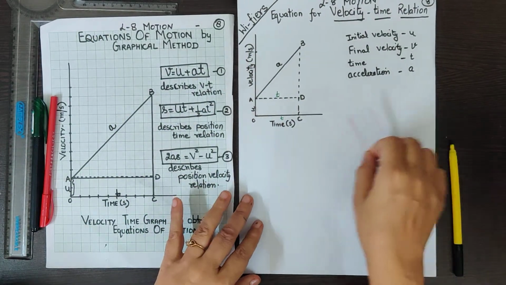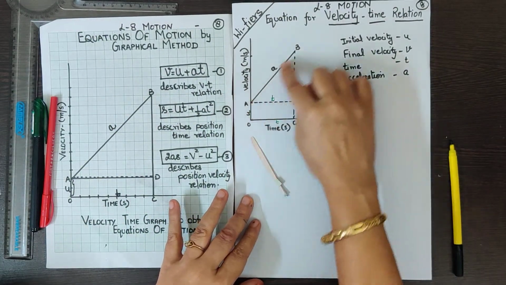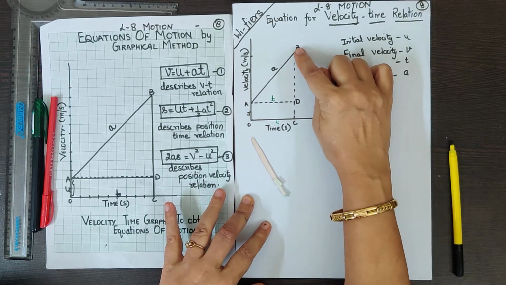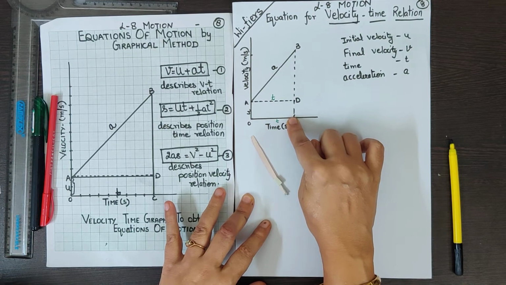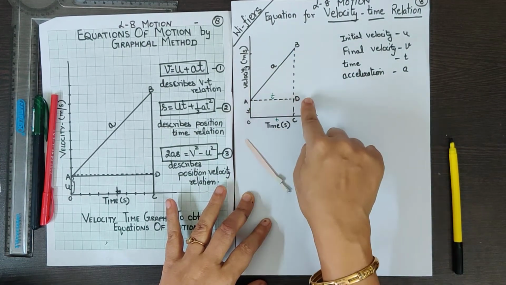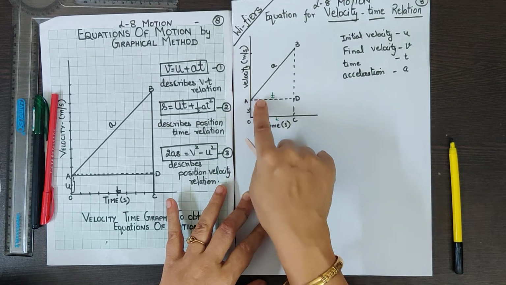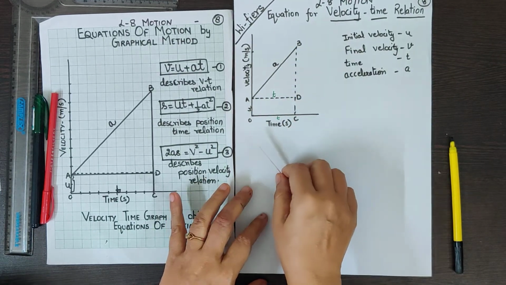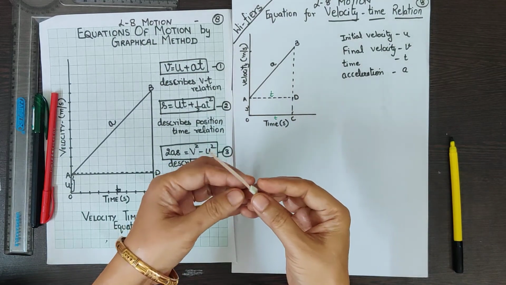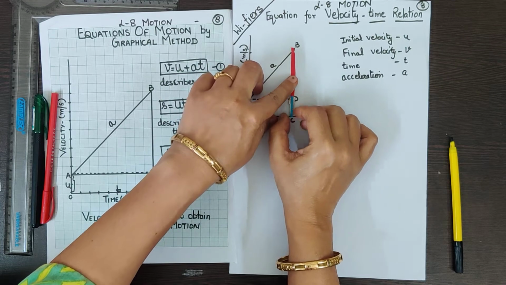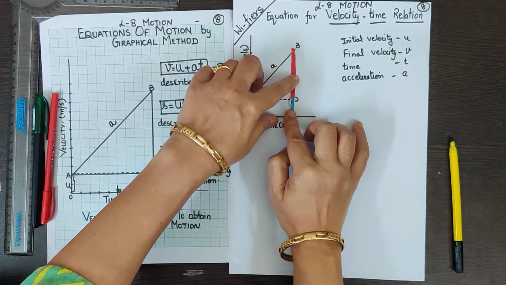See, this is the graph. From A to B the body has accelerated, and let me do some extensions. From B to C I have extended a line parallel to the y-axis. From A to D I have extended the line parallel to the time axis. So these two are the extended lines. You know that I always use props for my children to show you in a better way. This is the prop that I am using here.